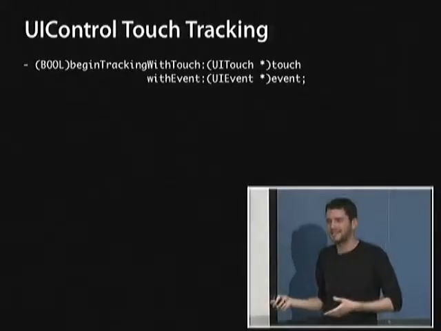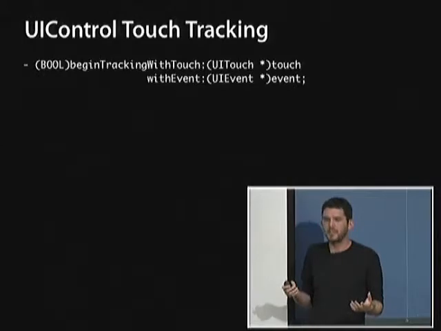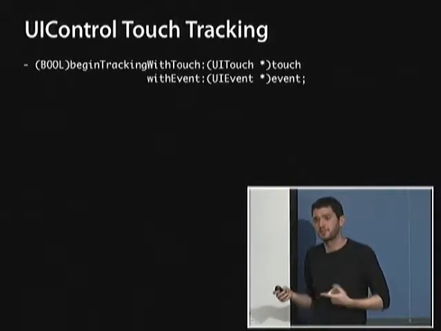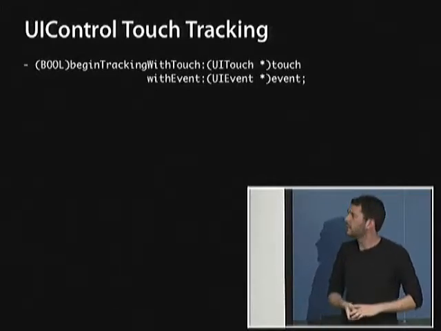So, UI control touch tracking. There's actually another set of methods on top of touches began, moved, and ended. These basically mirror touches began, moved, and ended. They're pretty much the exact same thing, except they only provide a single touch. UI control by default is just a single touch object. It doesn't really handle multiple touch.